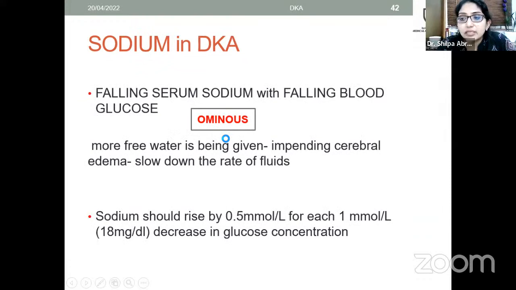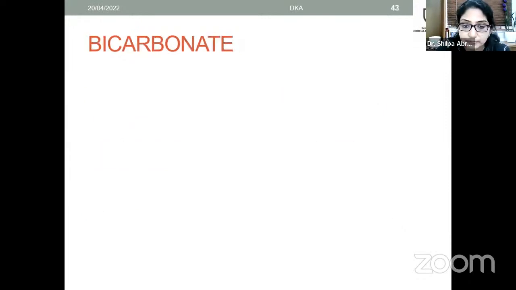The current ISPAD 2022 guideline says that it is not very essential that the sodium should rise with the falling glucose. But definitely the sodium either should remain the same or it should rise. It should not fall. A falling sodium is definitely worrisome and has to be considered. If you find that, you have to either reduce the fluid rate or increase the sodium in the fluid. That is why, in our monitoring chart, we have sodium, glucose and the effective osmolality, because we don't want the falling sodium.